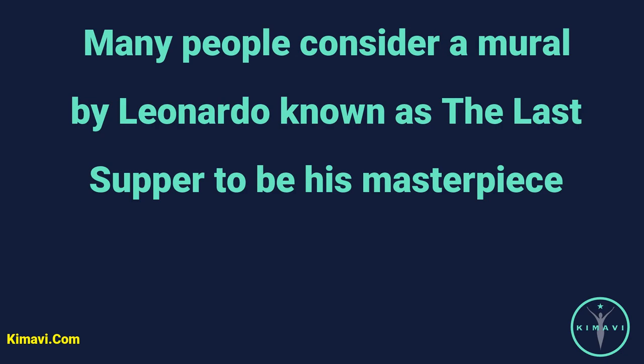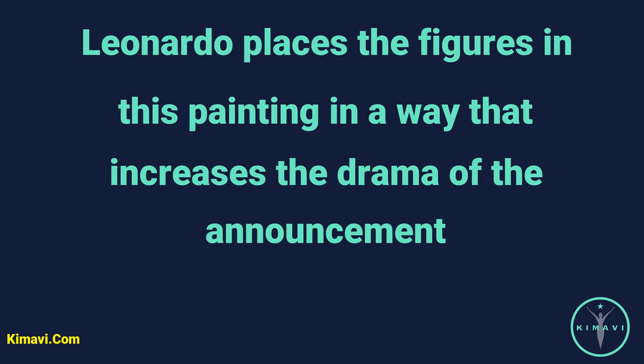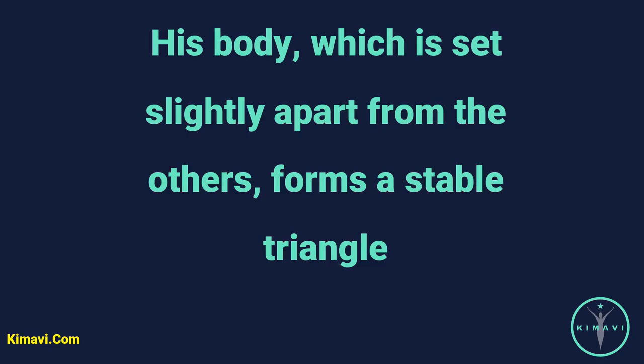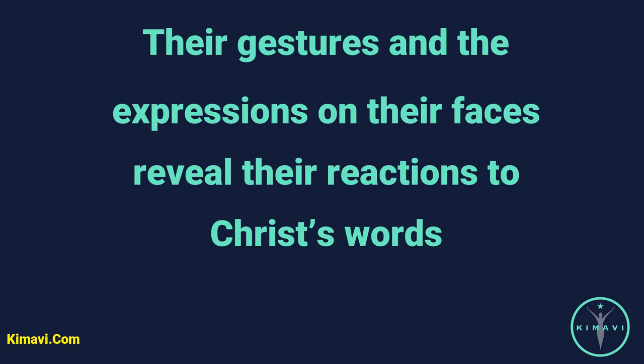Many people consider a mural by Leonardo known as The Last Supper to be his masterpiece. Christ, seated in the middle of The Last Supper, has just announced that one of his 12 apostles will betray him. Leonardo places the figures in this painting in a way that increases the drama of the announcement. Christ is the calm center. His body, which is set slightly apart from the others, forms a stable triangle. The apostles are arranged in 4 groups, some leaning toward Christ and some leaning away. Their gestures and the expressions on their faces reveal their reactions to Christ's words.